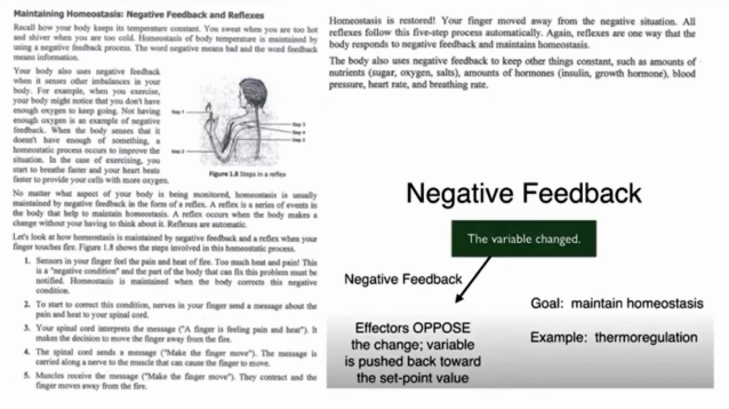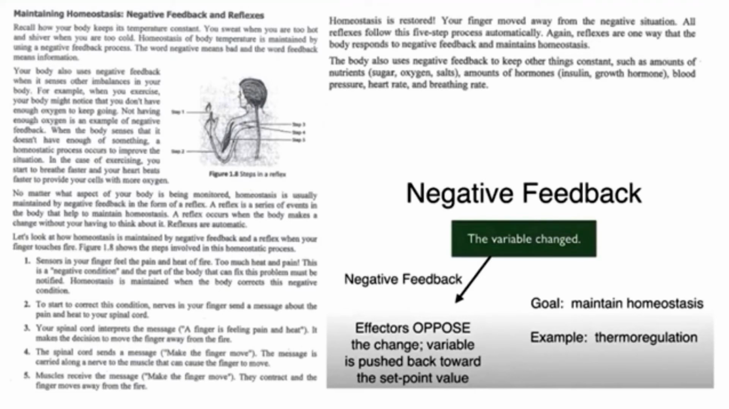4. The spinal cord sends a message to make the finger move. The message is carried along a nerve to a muscle that can cause the finger to move. 5. Muscles receive the message. They contract and the finger moves away from the fire. Homeostasis is restored. Your finger moves away from the negative situation. Reflexes follow this 5-step process automatically. Again, reflexes are one way that the body responds to negative feedback and maintains homeostasis.